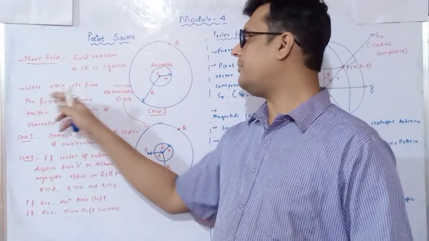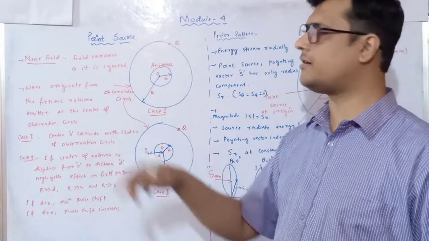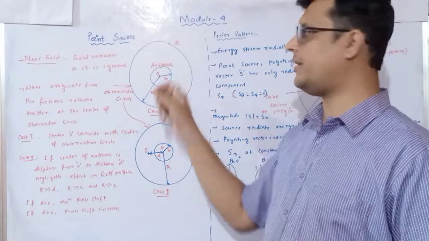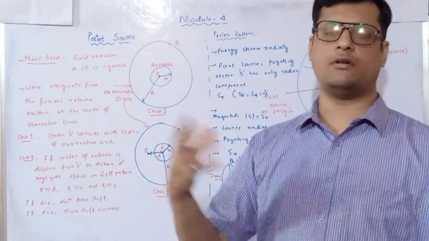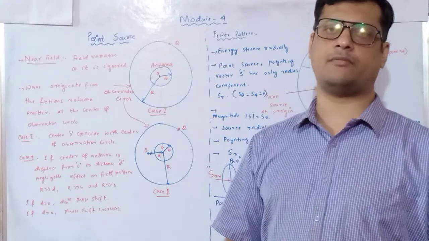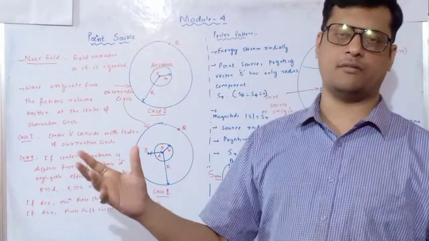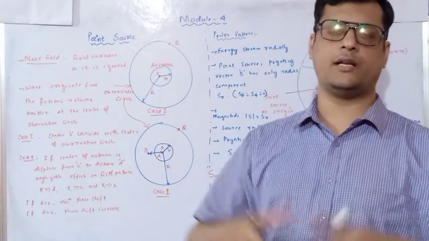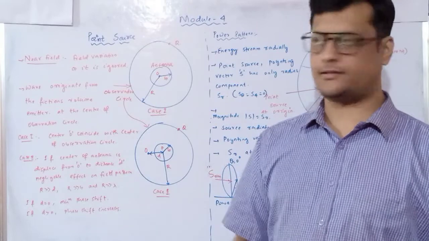First, the wave originates from the fixed volume emitter at the center of the observation circle. From this point the energy will spread, and that is called a wave. The wave will originate either in the form of electric field or magnetic field, both. The electric fields move in a radial nature and the magnetic field is circular in nature.